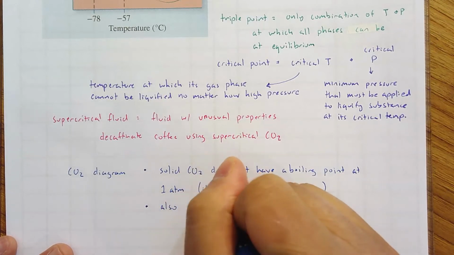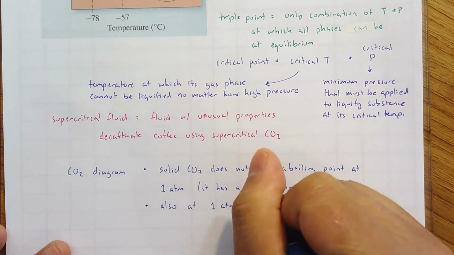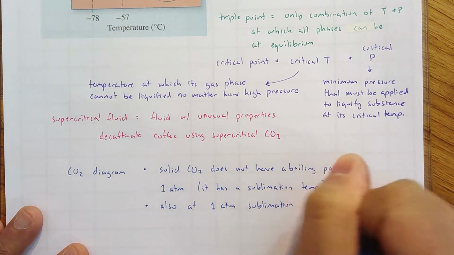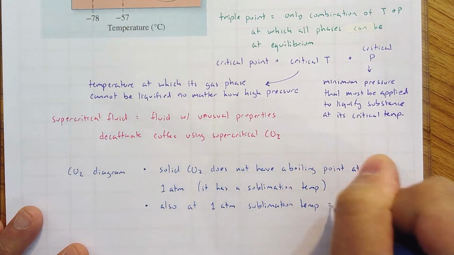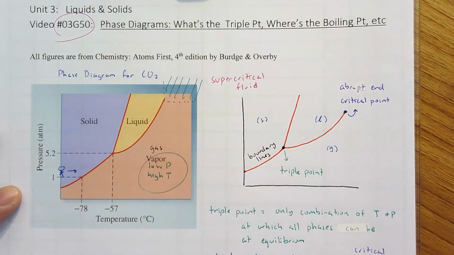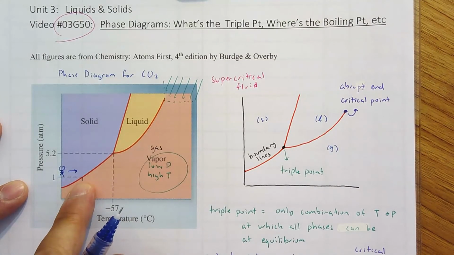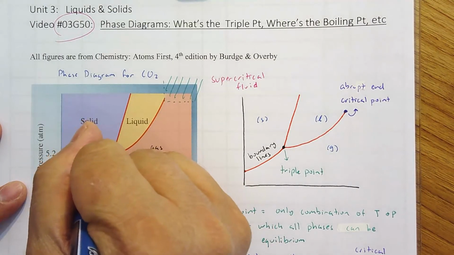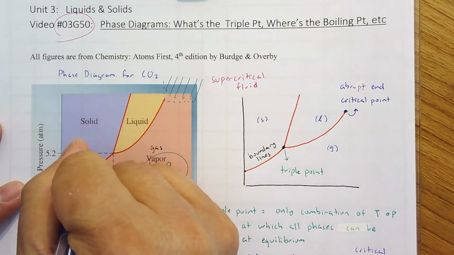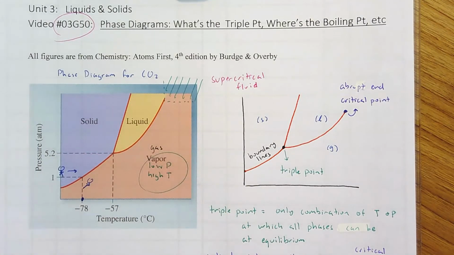Also at 1 atm, the sublimation temperature equals negative 78 degrees C. So you hit the boundary line and you go down to look at the temperature. Negative 78. Okay. That is carbon dioxide.